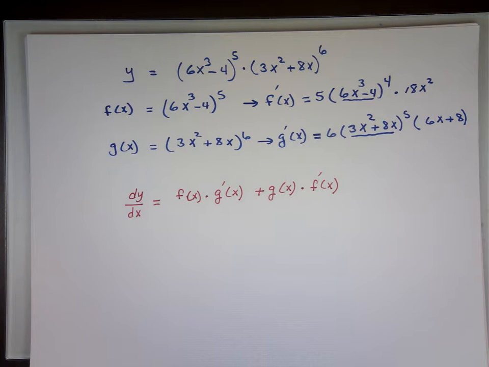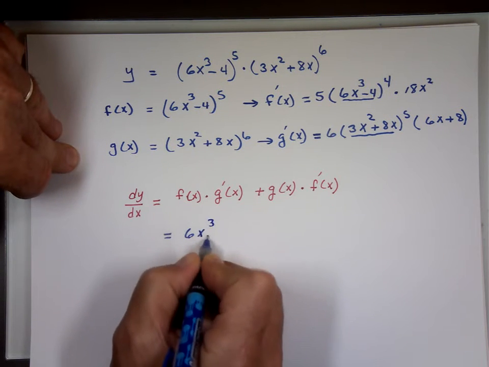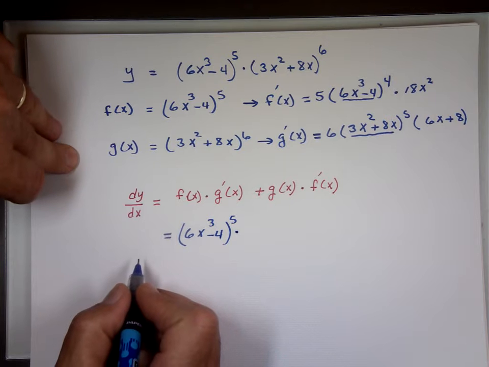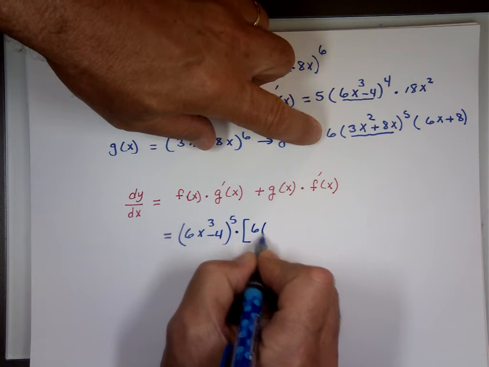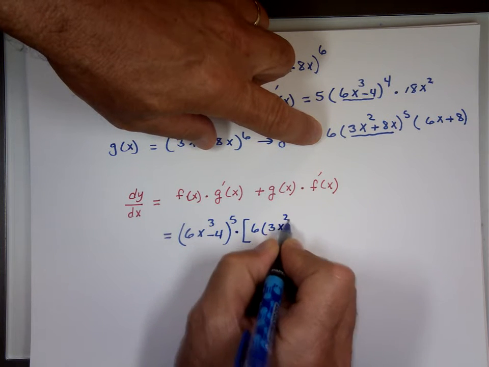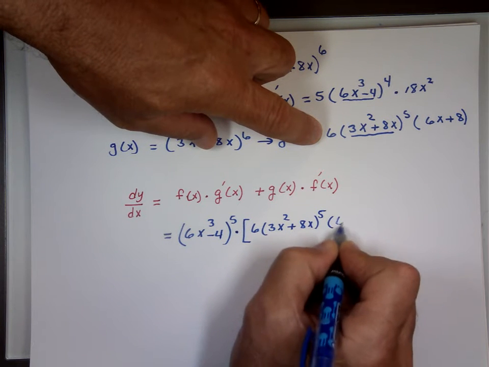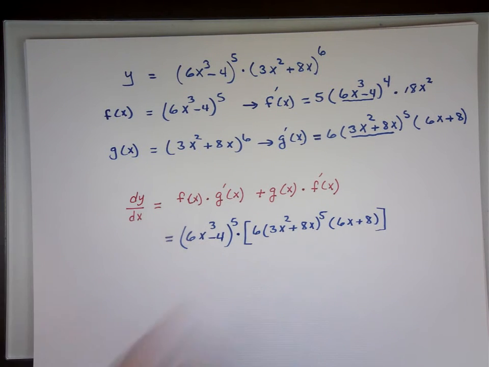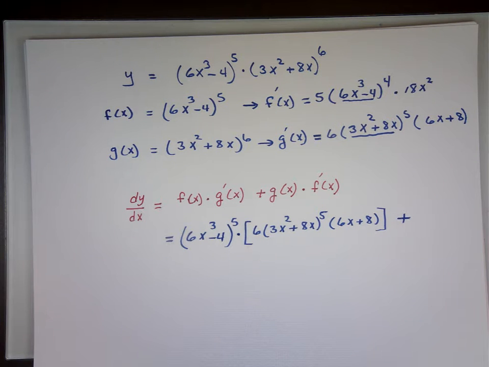What's F of x? 6x to the third minus 4 to what power? 5 times G bar. What's G bar? All of this, 6 times. Write small. F times G bar. Boy, it's ugly. Plus what? G times F bar.